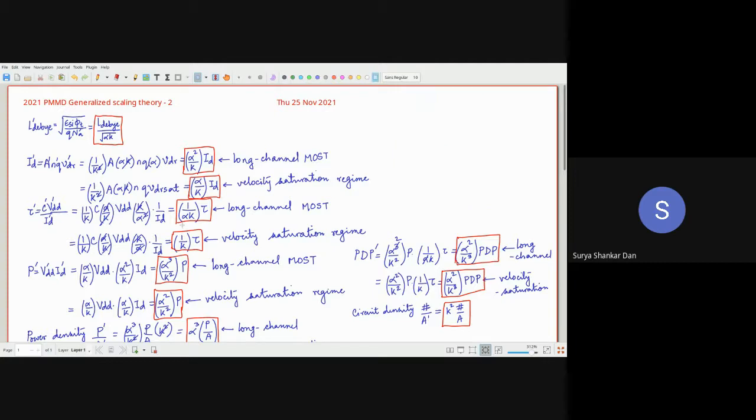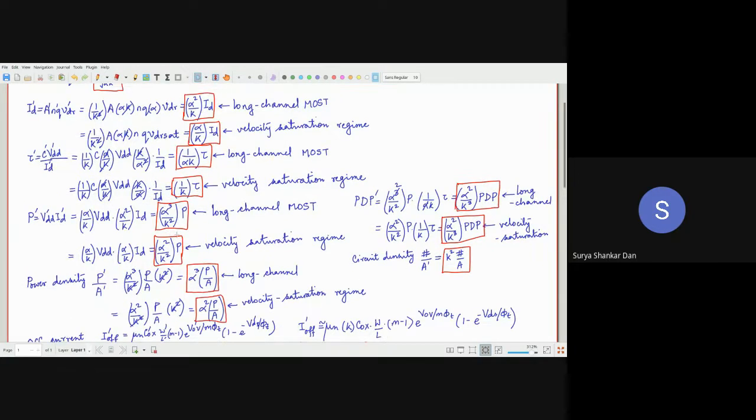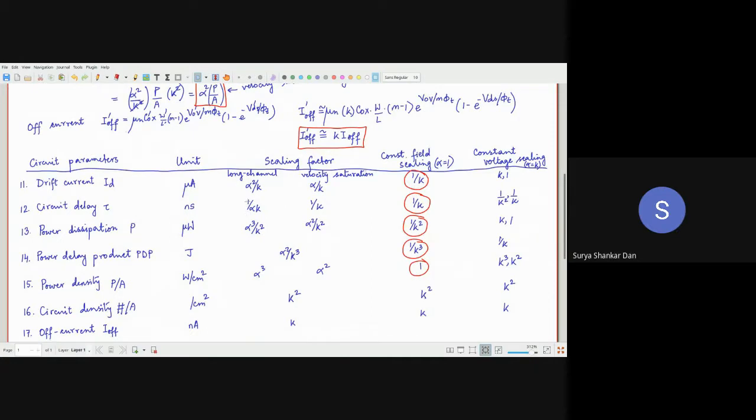So now, for the long channel MOS transistor, it is going to be 1 upon alpha k. For the velocity saturation regime or nanoscale, it is 1 upon k. So if we write that here, circuit delays 1 upon alpha k, 1 upon k. Now again, getting back over here. For constant field scaling, that means alpha equal to 1, this becomes simply 1 upon k. So that means, what does it imply?